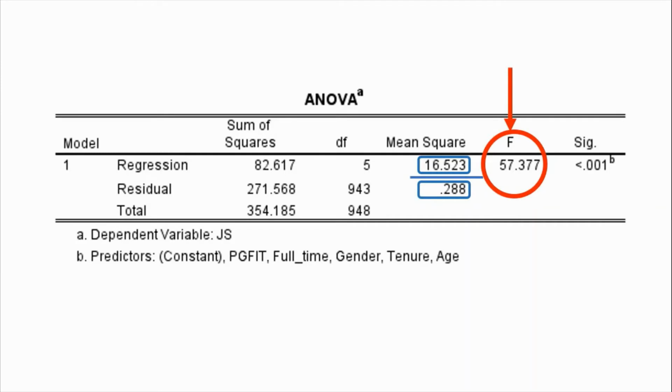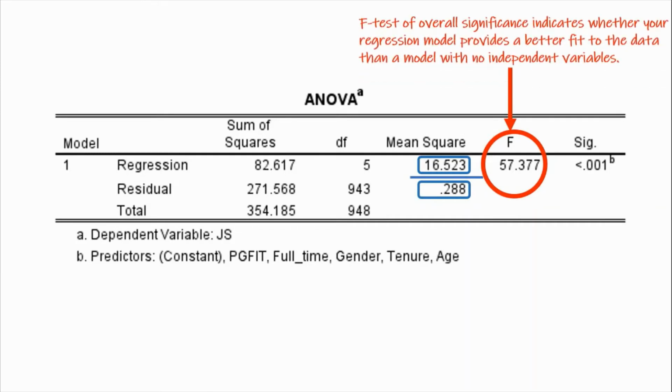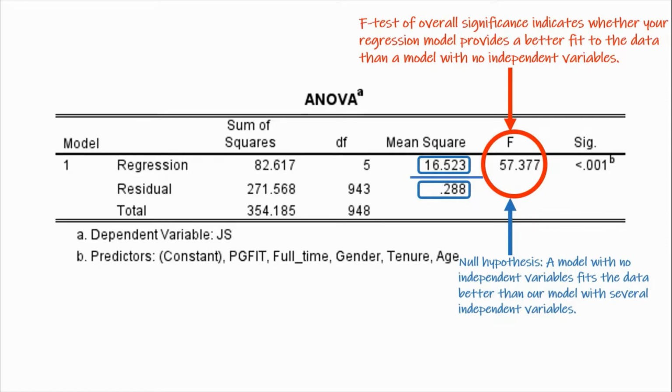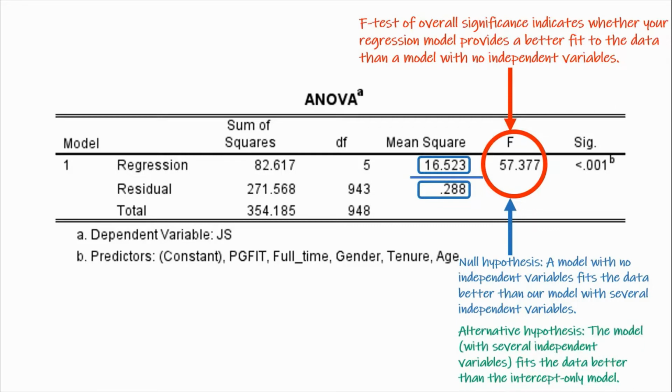57.377. So in layman's terms, the F-test of overall significance indicates whether your regression model provides a better fit to the data than a model without any independent variables. So the F-test for overall significance is basically a hypothesis test where the null hypothesis is that the model with no independent variables fits the data as well as your model, which has several independent variables. And the alternative hypothesis is that your model with several independent variables fits the data better than the intercept-only model, meaning a model with no independent variables.